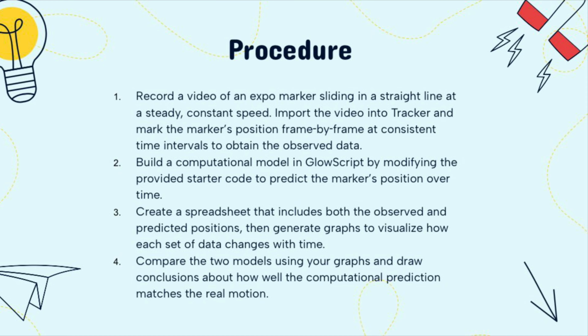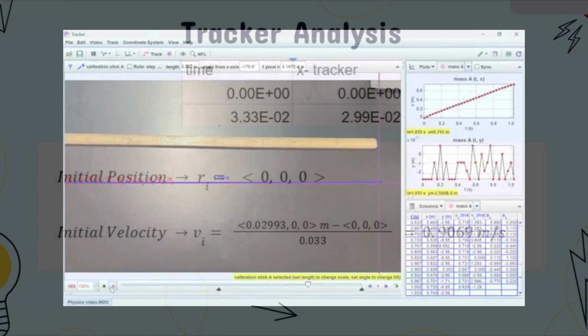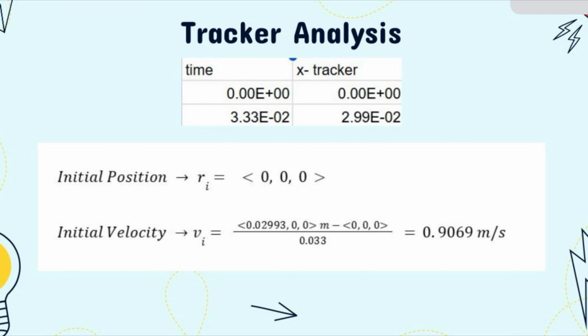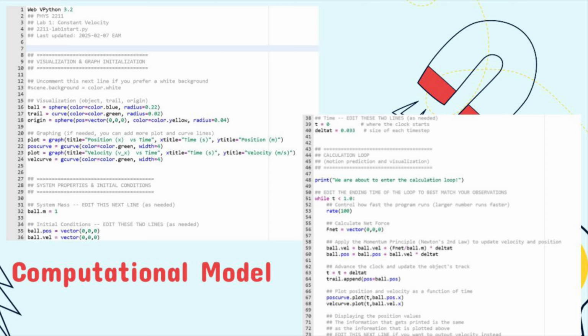Basically, I recorded a video of the expo marker, I built a computational model in GlowScript through coding, I created a spreadsheet of all of the data through the tracker, and I compared the two models using graphs. And this is the video of the expo marker. From the tracker, I found the initial position to be 0 and the initial velocity to be around 0.9. From there, I created this code in GlowScript to find the predicted position of the expo marker.